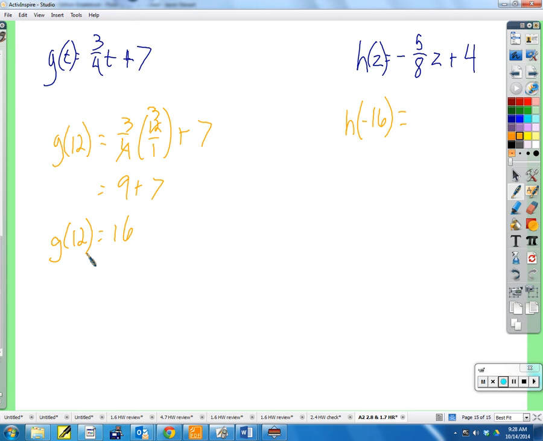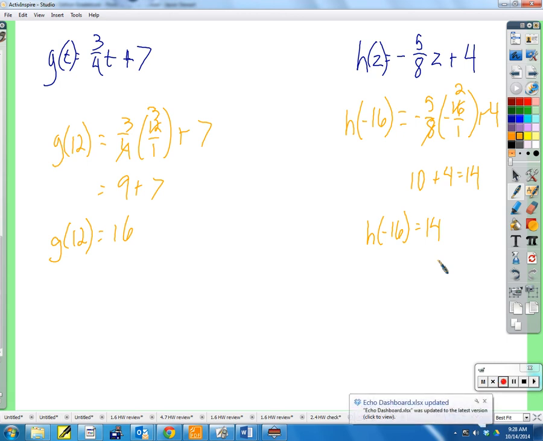Here I know I'm working with the function h. h of negative 16 means plug negative 16 into the input. Negative 16 over 1, we get the cancellation here, and I get negative 2 times negative 5, positive 10, plus 4, 14. So h of negative 16 is 14. We all agree? 16, 14? Any mistakes on my part? Good? Okay.